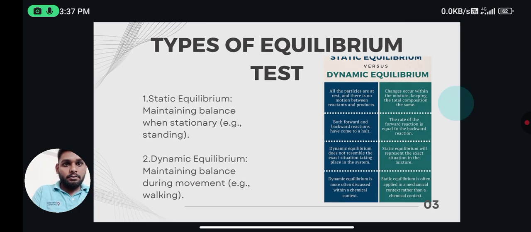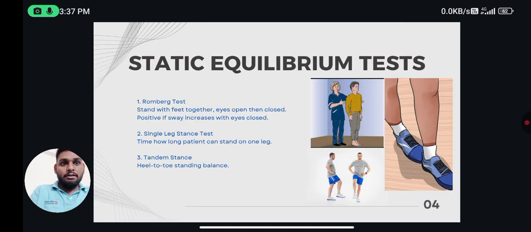Okay, so next, what is static? We will study the static equilibrium in depth. For the static equilibrium test, we have mainly three types of test which we can use to diagnose the equilibrium of the patient. First is the Romberg test, in which the patient stands with the feet together, eyes open, then closed. Positive if sway increases with the eyes closed.